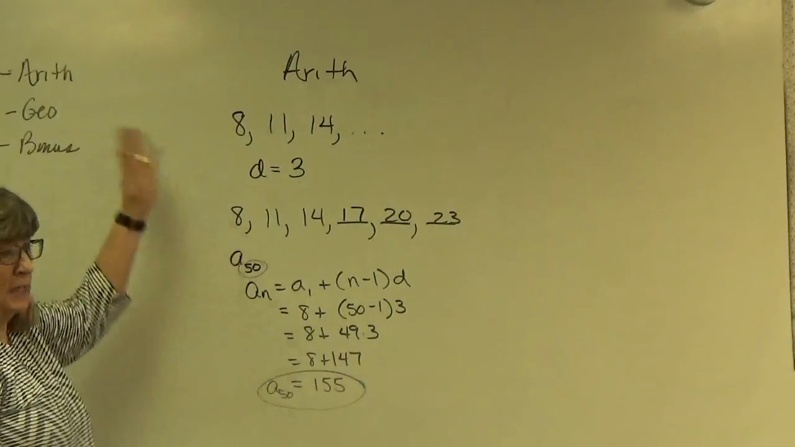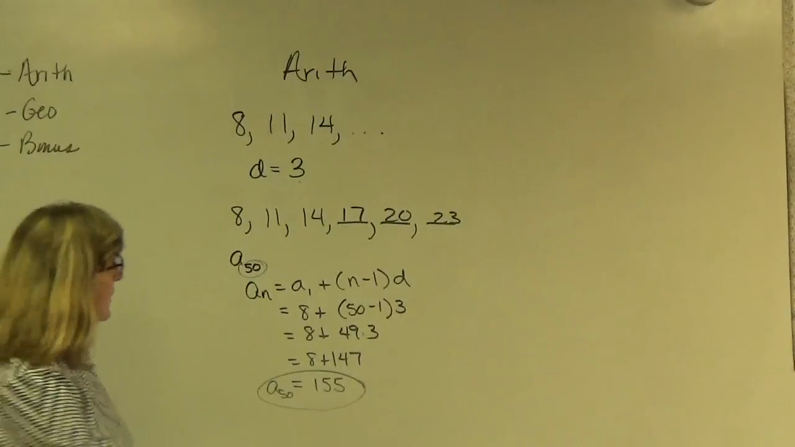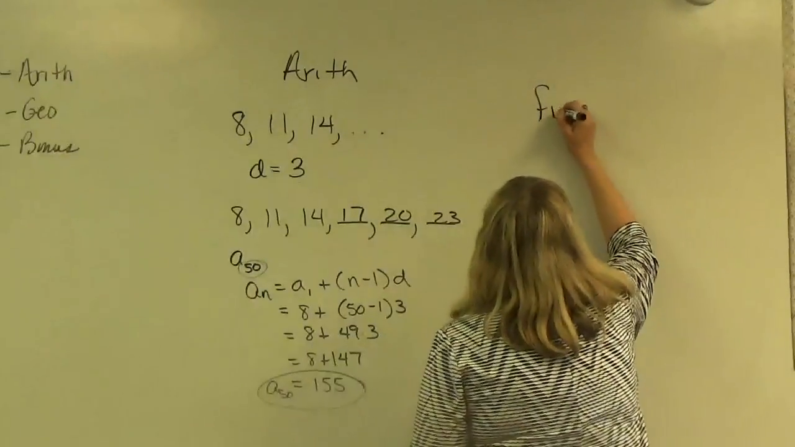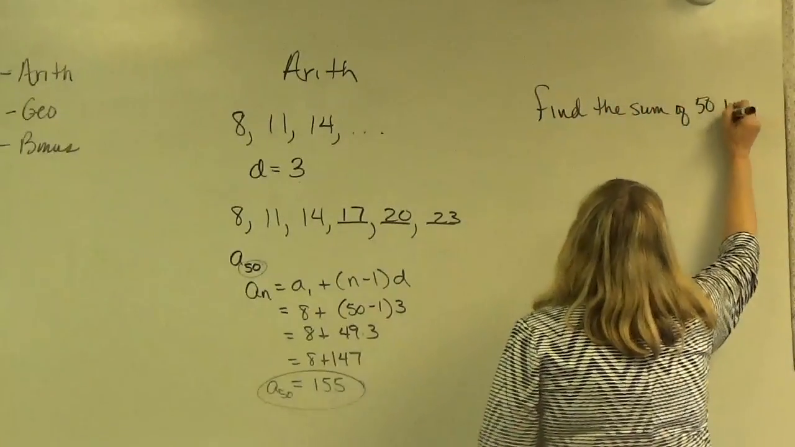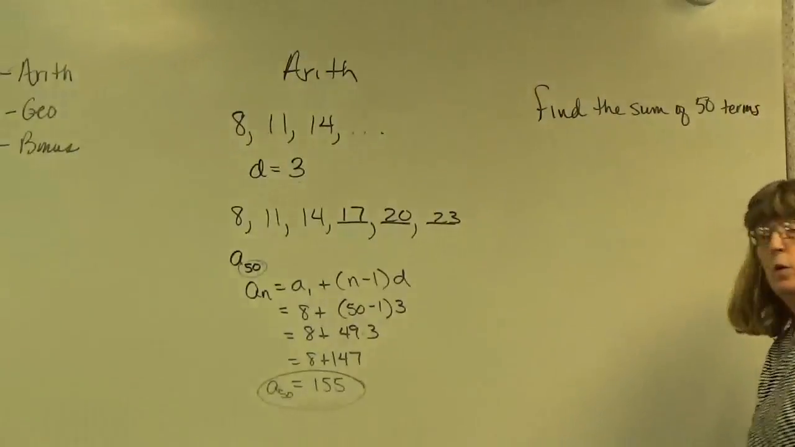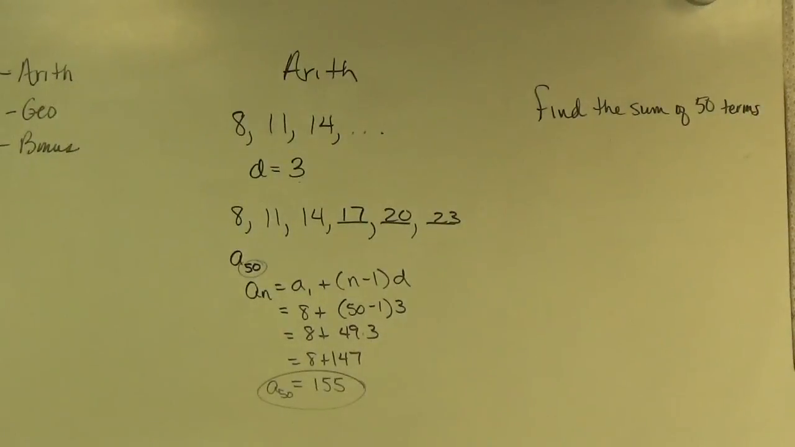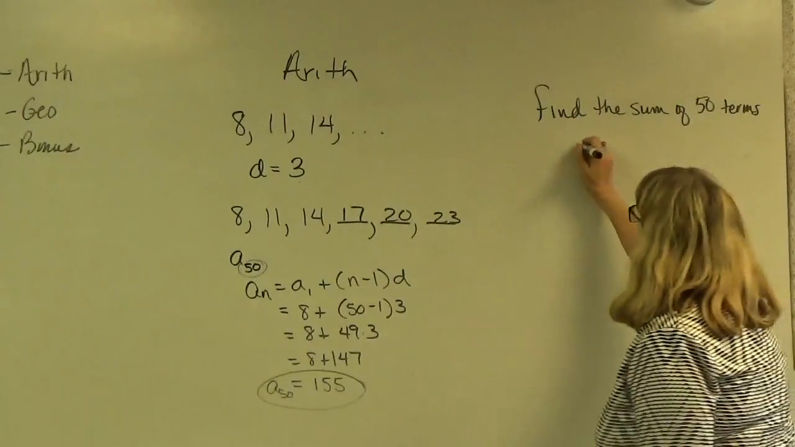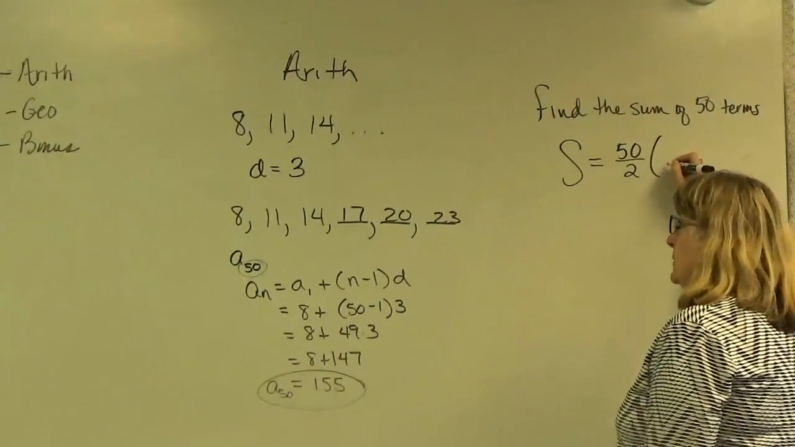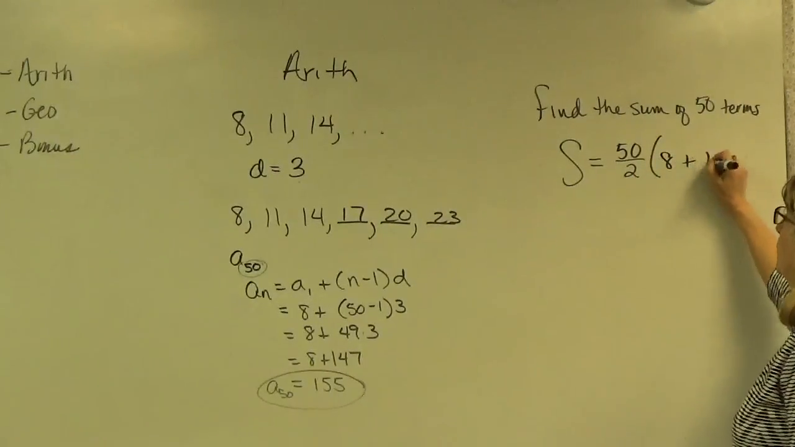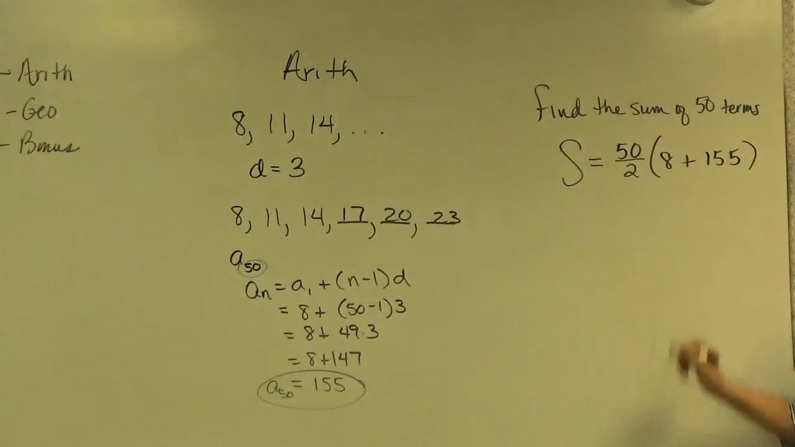Now what if I said, from the same sequence, find the sum. What do you have to know in order to be able to find the sum? The number of terms, which we know, right? You got to know the first one and the last one. Don't we know that for 50? Yeah. So we can go straight to the formula. So 50 divided by 2 times 8 plus 155, the first one and the last one.